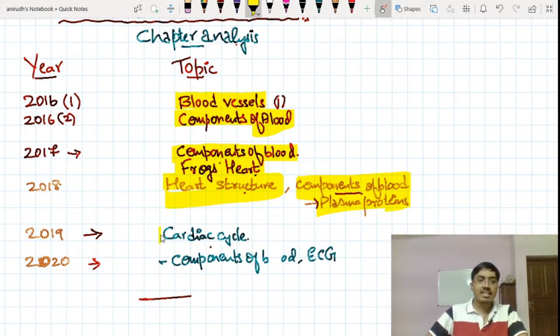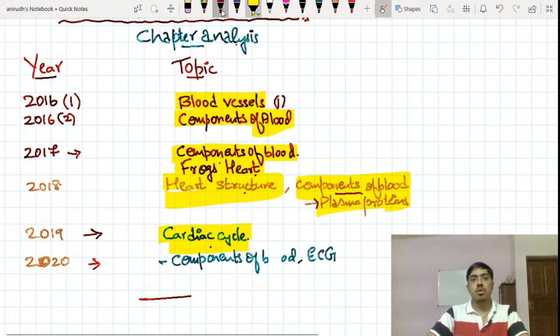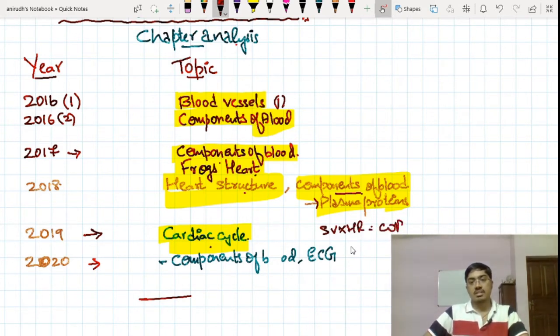And in 2019, they came up with a calculation based question based on the cardiac cycle to find this equation: stroke volume multiplied by heart rate is equal to cardiac output. So this is a very standard equation that we will be discussing in this chapter.